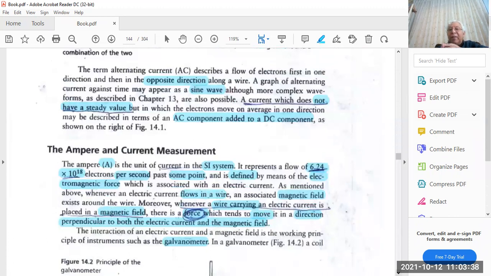The Ampere, which is the International System unit representing the electric current, figures out 6.24 times 10 to the power of 18 electrons per second past some point. And this is the amount of electrons passing in 1 second past a point.